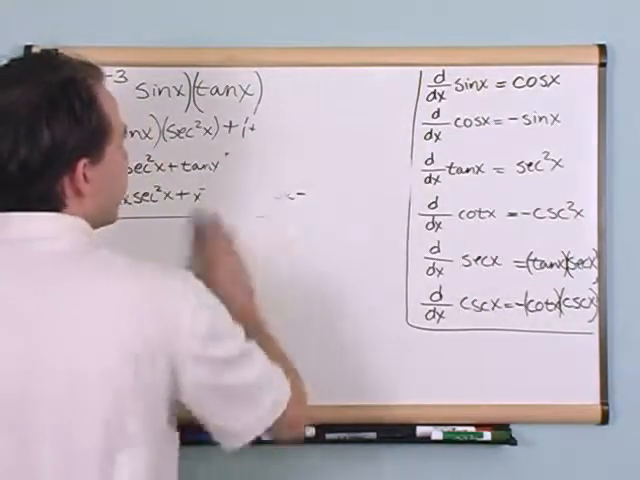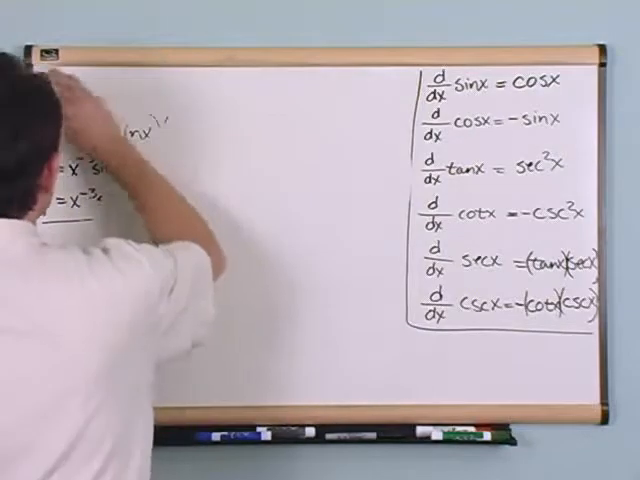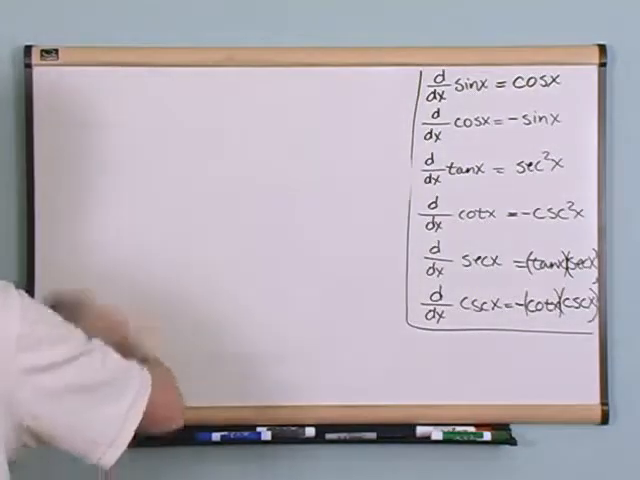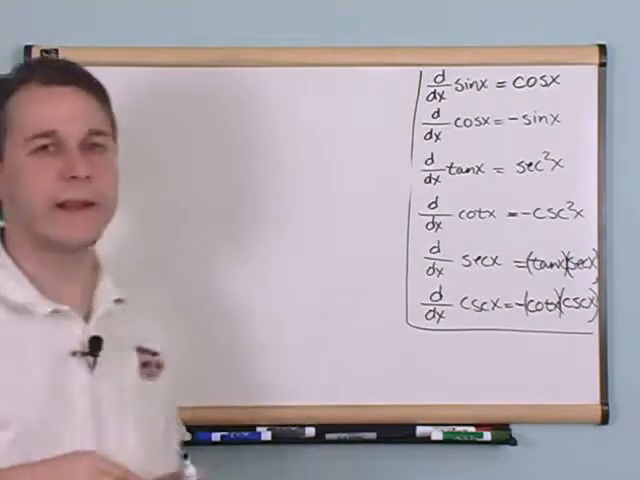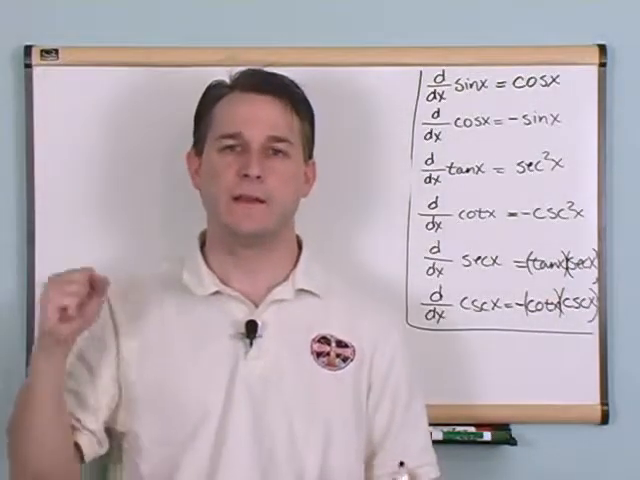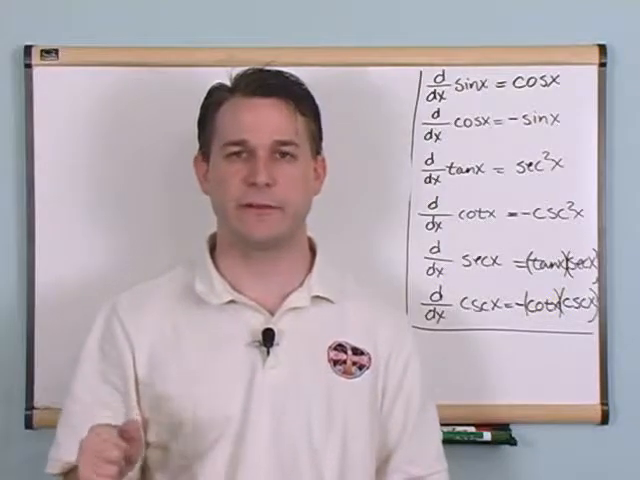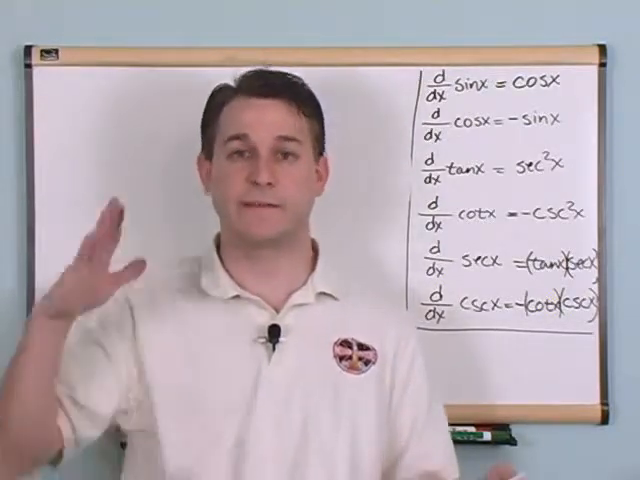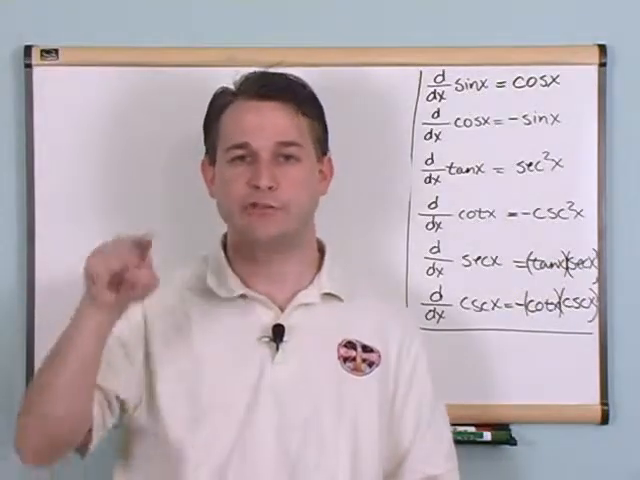We'll do one final problem in dealing with trig, taking derivatives of trig functions. And I don't want you to lose sight of the big picture here, okay? Never lose sight of the big picture. The big picture is that the derivative of a function is just simply a representation of the slope of that function as you trace along its path.